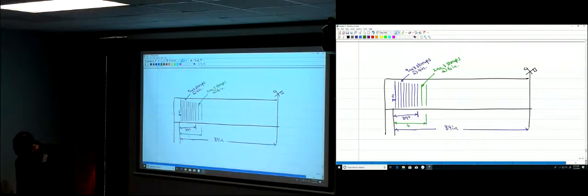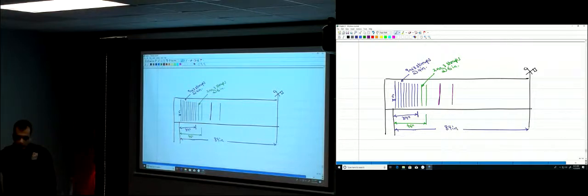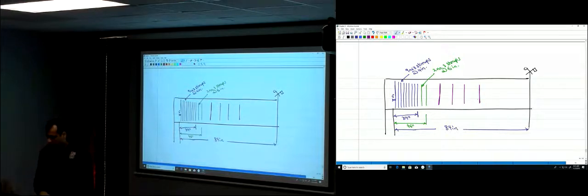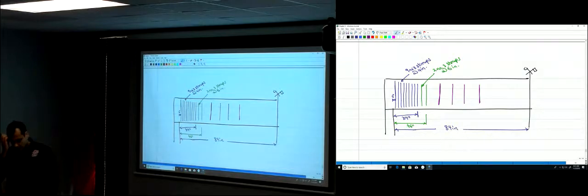This is 46 inches. Okay? And then you're going to provide number 9. So 55. Right? 55. And then 64, 73, and then 82, okay? And then the right half of the beam.